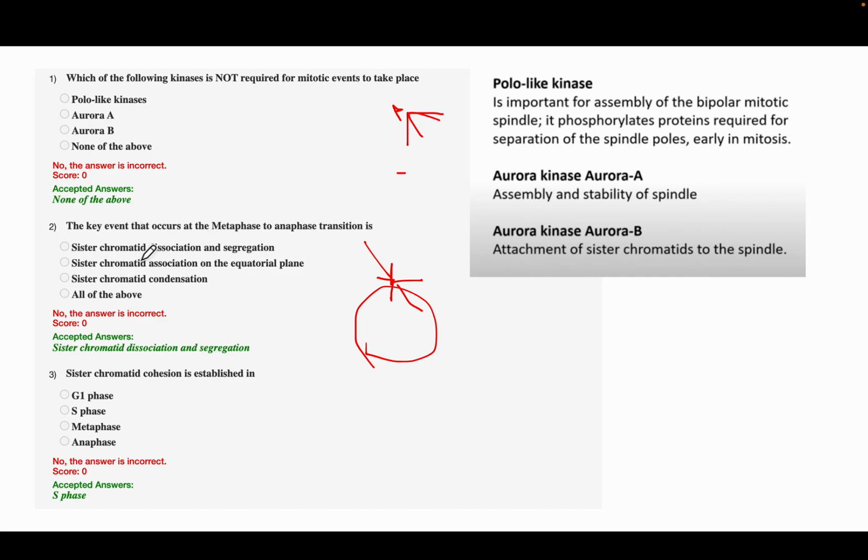Association happens when the cell is in metaphase. When the cell is going to the anaphase state, the sister chromatids will dissociate and segregate. So the answer will be this. Sister chromatid condensation happens during replication, or during the S phase. Then the question is, sister chromatid cohesion is established in G1 phase, S phase, metaphase or anaphase. The cohesion, as we will discuss, is established in S phase.